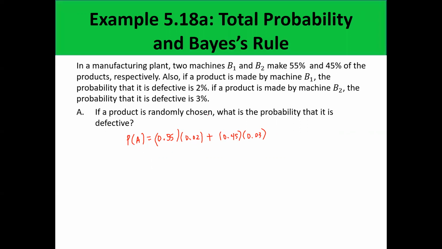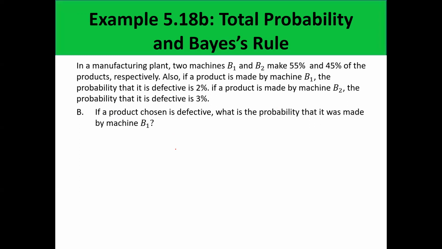All right, so this is equal to 0.0245. Okay, let me check again. 0.55 times 0.02 is 0.011. And then we have 0.45 multiplied to 0.03 is 0.0135. And then adding those two products, we get 0.0245. Okay, please remember this because we're going to use this value in the next question or in the follow-up question.